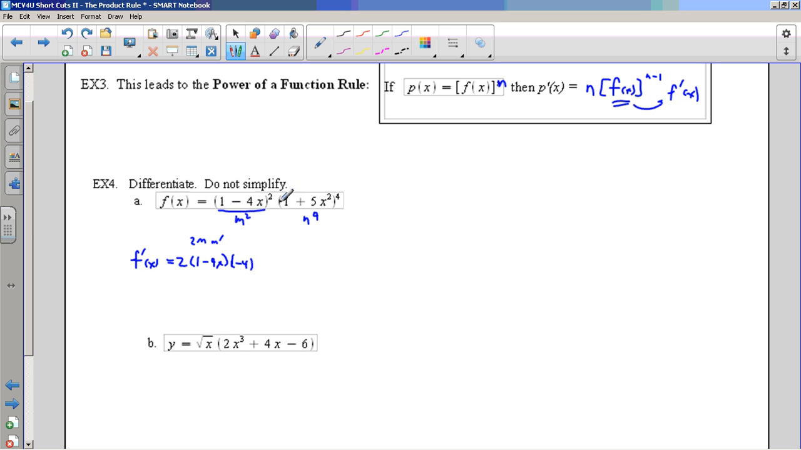But this is the first function. So the first function I just took the derivative of. That's the first function. And then I got to write down the second function, right? I got to write down the n to the exponent 4. Plus, and I go back to the first function and I write it down. I write down 1 minus 4x all squared. That's like the m squared.